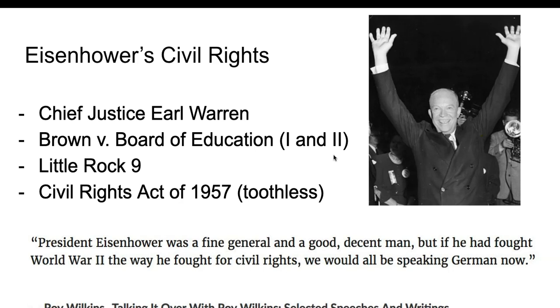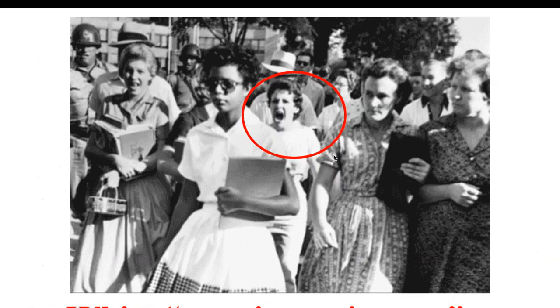The other big event of Eisenhower's presidency will be the Little Rock Nine. Little Rock Nine were 9 high schoolers who were trying to go to the Central High School in Little Rock, Arkansas. And the governor of Arkansas, Orville Faubus, decided to block the entrance of these 9 young students who wanted to go to school and try to integrate Central High School in Little Rock.